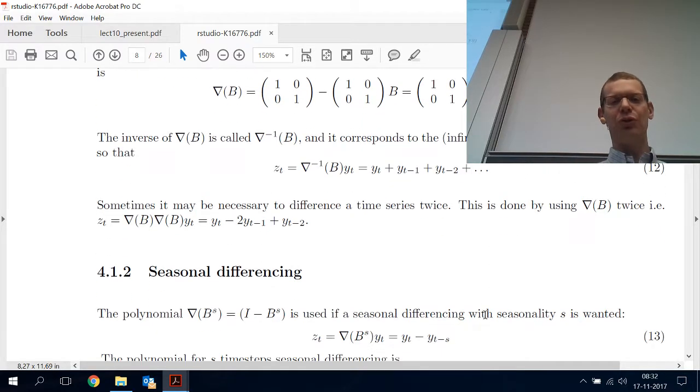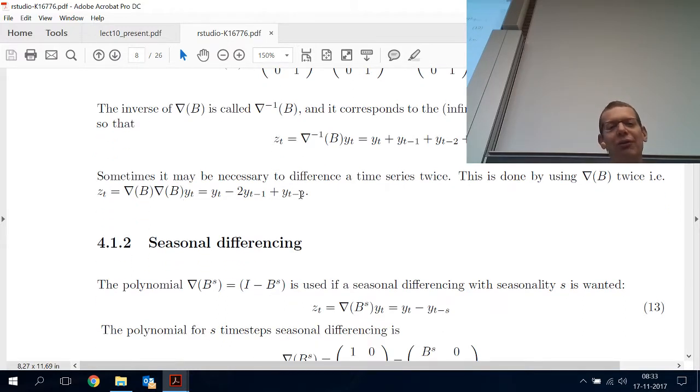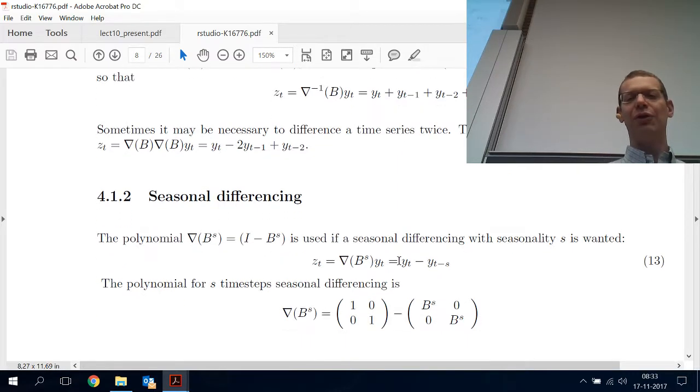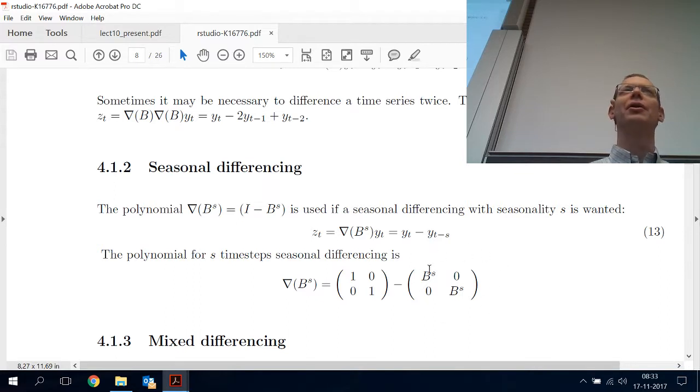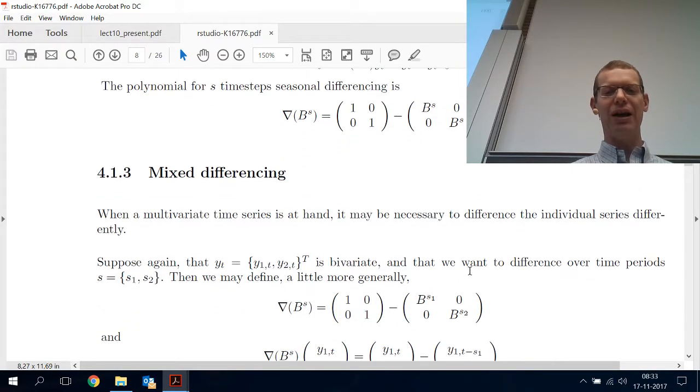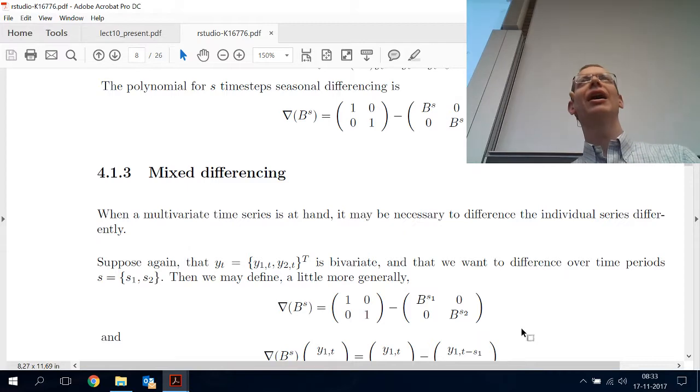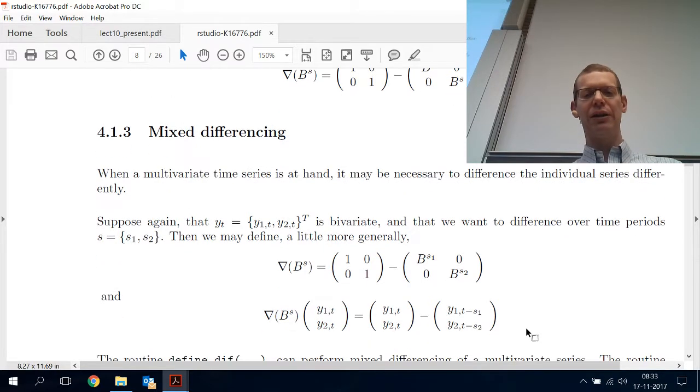Now, what if you want to do seasonal differencing? Sorry, if you want to difference twice, you can calculate what is delta to the second power. Then you get 1 minus 2B plus B squared. You can test that yourself if you like. If you want to do seasonal differencing, you just do that the same way. But again, it may not make sense to make the same seasonal differencing for all variables. So Marima has a concept where you can do mixed differencing. You can have one variable with one season and another variable with a different season.